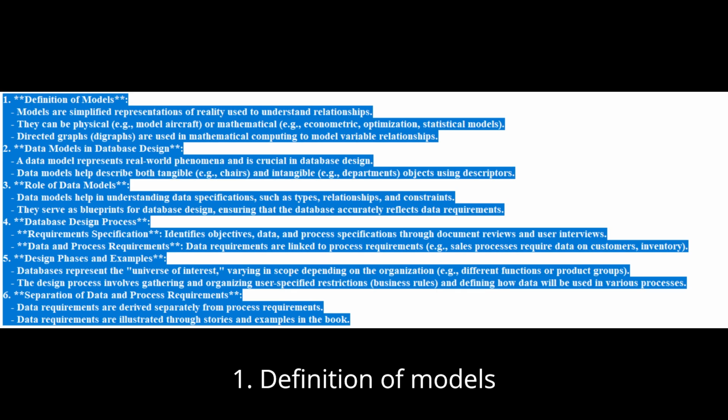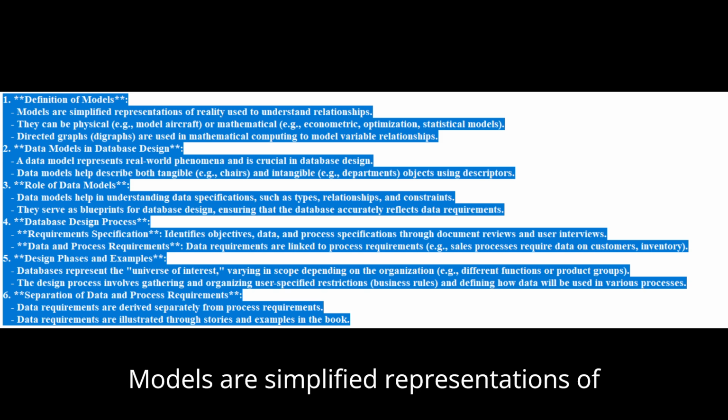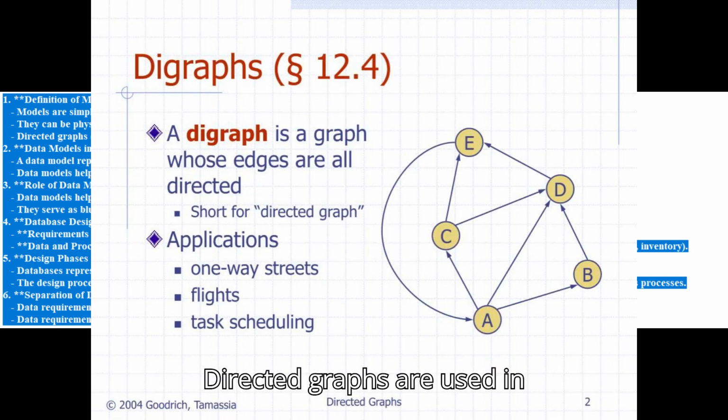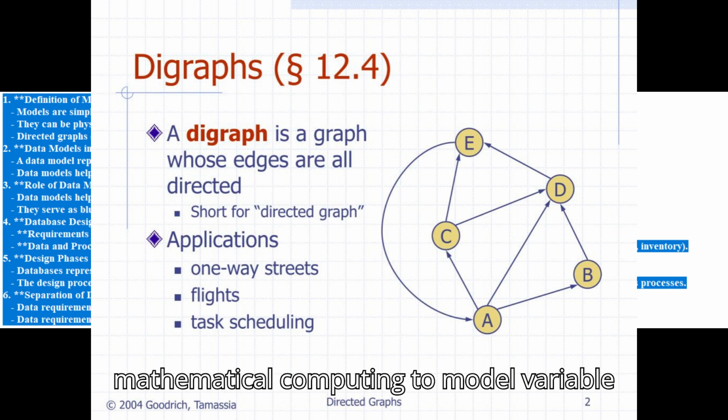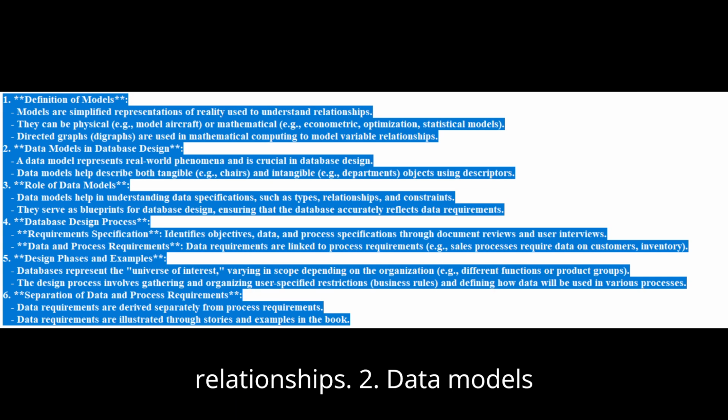1. Definition of models. Models are simplified representations of reality used to understand relationships. They can be physical, e.g., model aircraft, or mathematical, e.g., econometric, optimization, statistical models. Directed graphs, digraphs, are used in mathematical computing to model variable relationships.